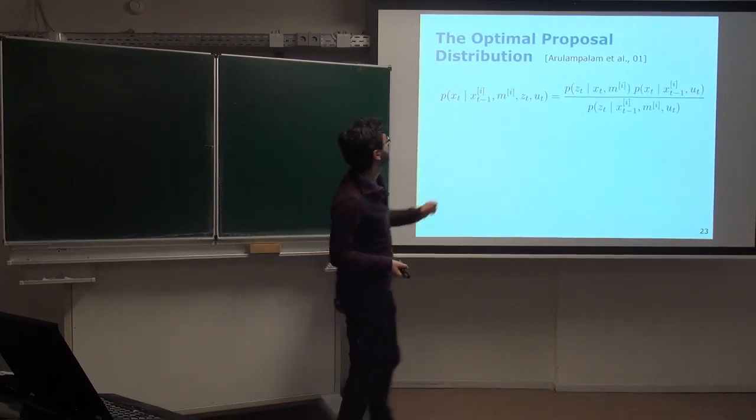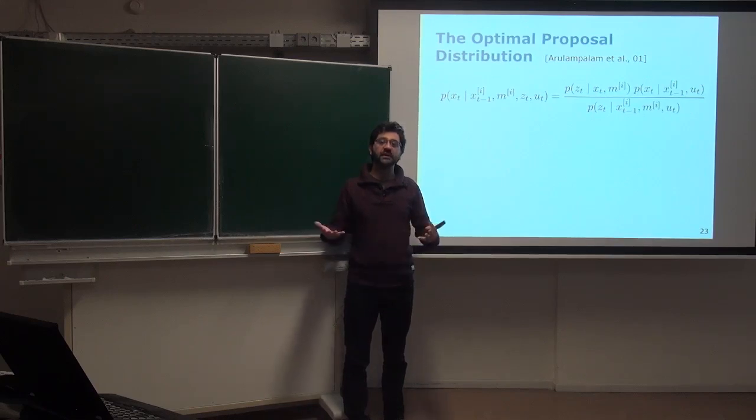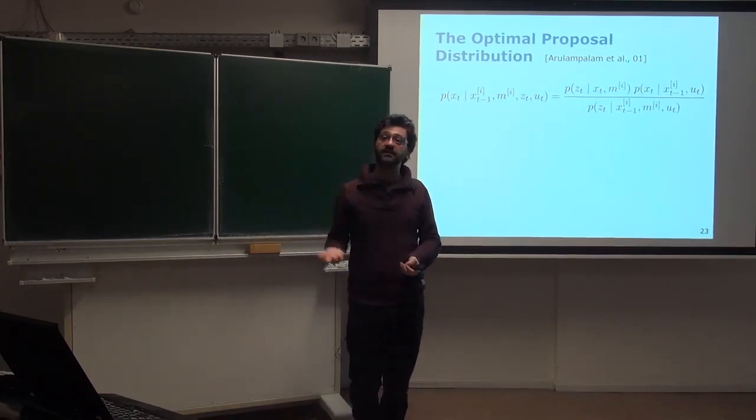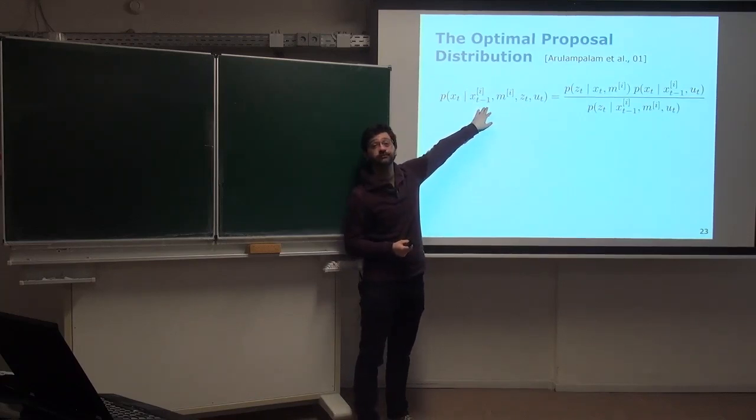The problem is that we cannot really sample directly from that, because otherwise we don't need to do any estimation. It means that we already have our posterior distribution over the trajectory and the maps, and we're happy with that, and we don't need to do anything else. But what we can do is sample from this distribution here, okay?